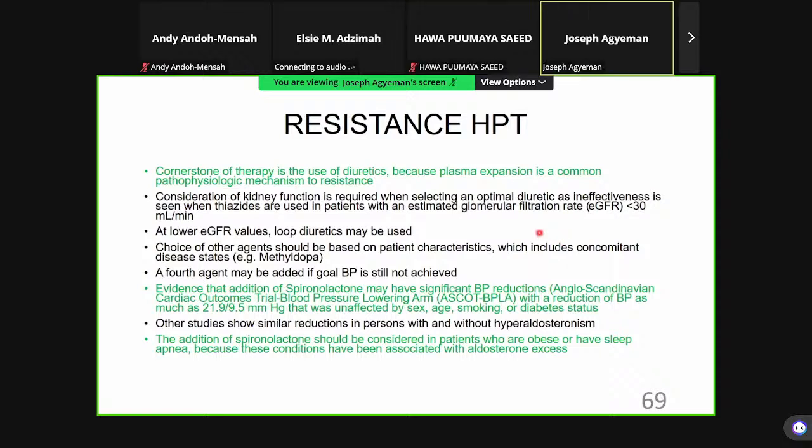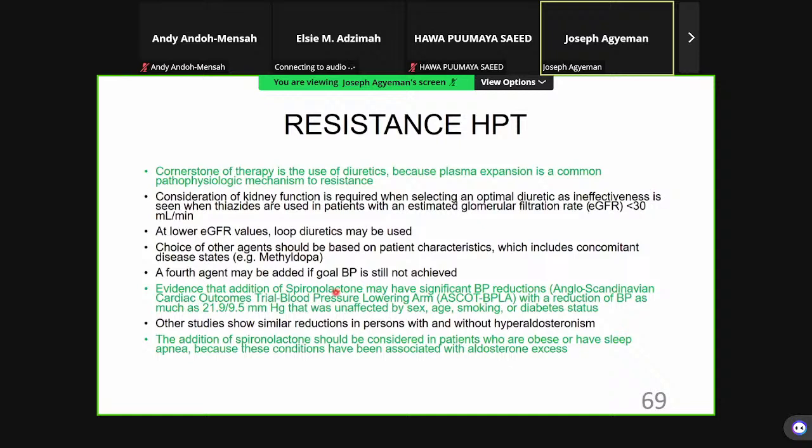Okay. In case you need to add a fourth agent, since mostly it is plasma expansion, you may consider the aldosterone antagonist spironolactone, which will antagonize aldosterone and also give you additional diuretic effect. In some situations, agents like methyldopa or alpha blockers may be given, but it depends. But the fourth agent, normally, in most cases, because plasma expansion is the common pathophysiologic mechanism, you may want to add a diuretic as the fourth agent. And when it comes to that point, spironolactone should be considered.